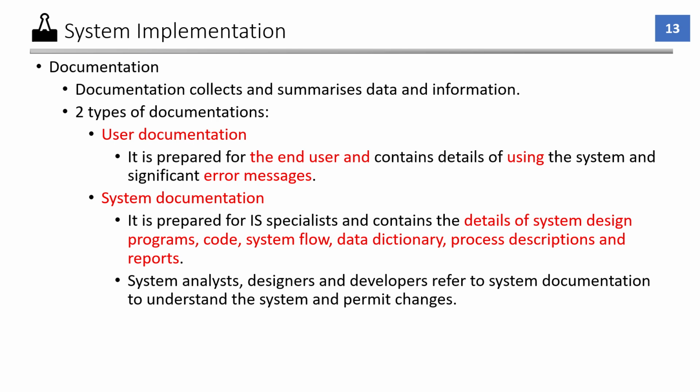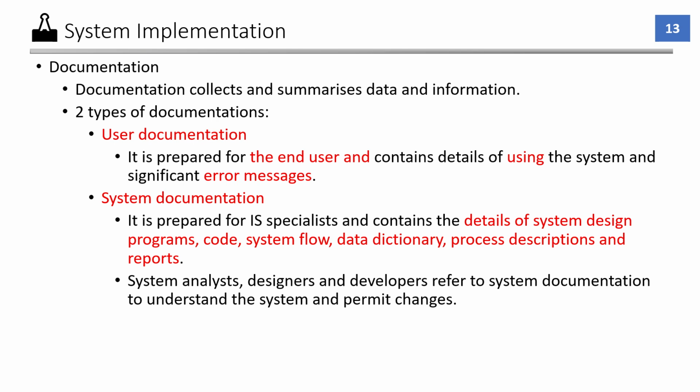Documentation is an important part of the system implementation phase. It involves collecting and summarizing important data and information about the system. There are two main types of documentation. The first type is user documentation. This is prepared for end users. It explains how to use the system step by step and helps users understand common features and error messages they may encounter. The second type is system documentation.